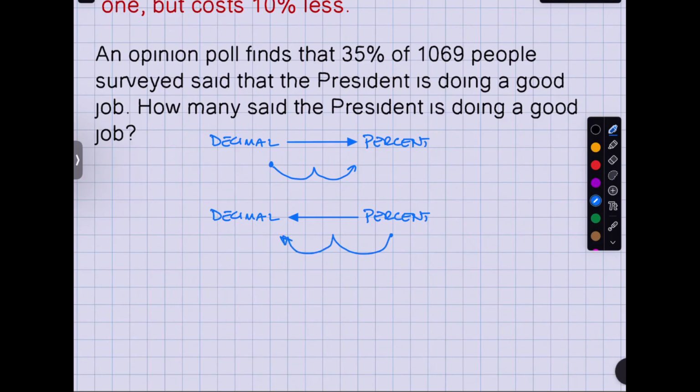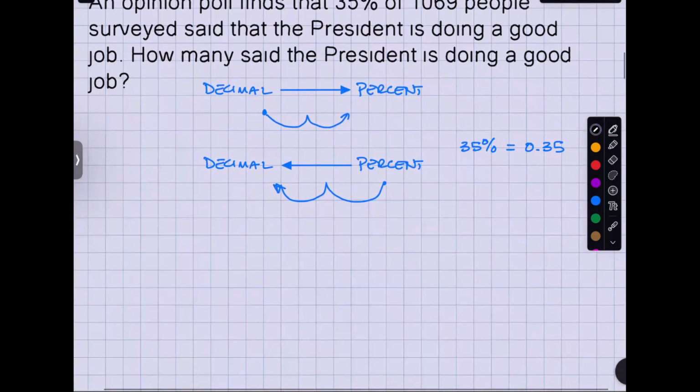So 35% would equal 0.35 as a decimal. So if I'm changing from percent to decimal, I'm taking the decimal and moving it 2 places to the left because I'm going from percent to decimal. Okay? Just so you guys understand that.